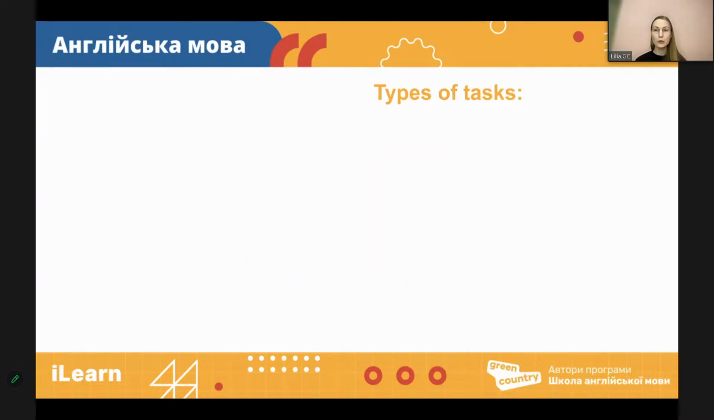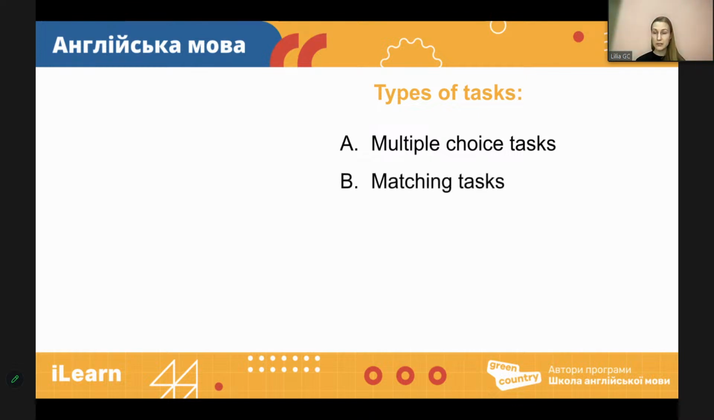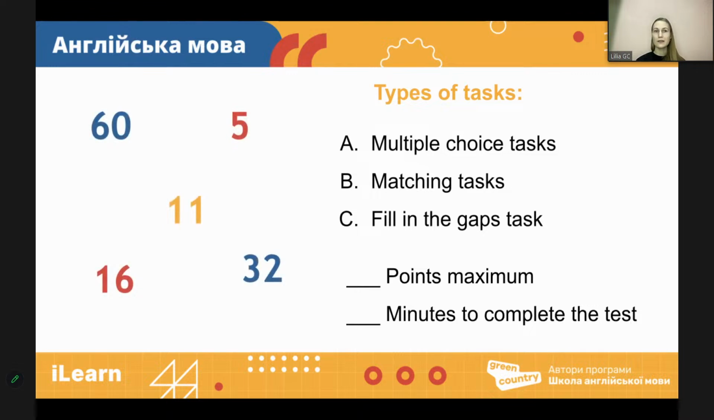And for now, let's look at the types of tasks we are going to have within these reading and use of English blocks. So, multiple choice tasks. So you have, for example, A, B, C, D, and only one of the options will be correct. Matching tasks. For example, you have 5 pictures and 8 options. You have to match them, but some options are extra. And we have fill in the gap tasks. It's when you have the gap and the options are the words or parts of the sentences that should be in those gaps. So now let's look at these numbers and check whether you remember some details about English NMT.